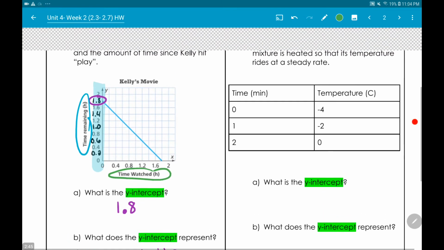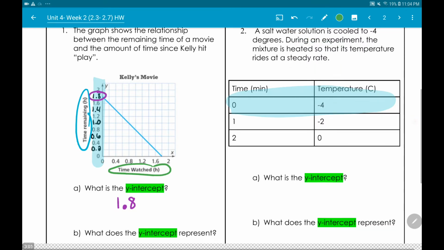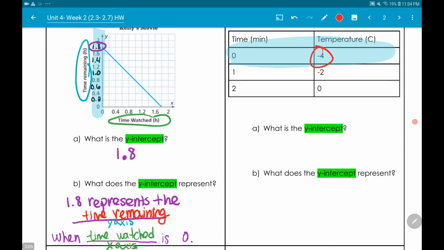Alright, let's take a look at the next one. A saltwater solution is -4 degrees. During an experiment, the mixture is heated so that the temperature rises at a steady rate. So the y-intercept in a table is when I have x equal to 0. So in this case, I have -4. So what does that mean?